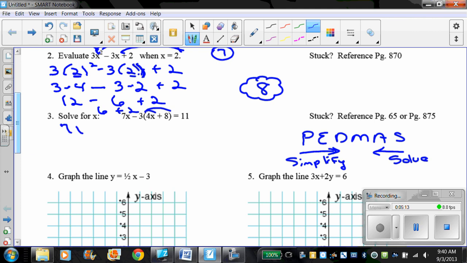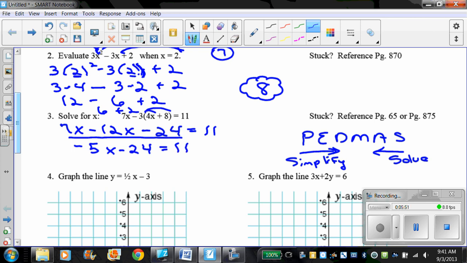So we have 7x. We cannot forget that that 3 has a negative in front of it. So it's -3 times 4x, which is -12x. -3 times 8 is going to give you that -24 equals 11. Then I'm going to simplify over here, and simplifying again is going to be the order of operations. So we add or subtract or combine any like terms, really is what we tend to say. So 7x minus 12x is going to give you -5x minus 24 equals 11.